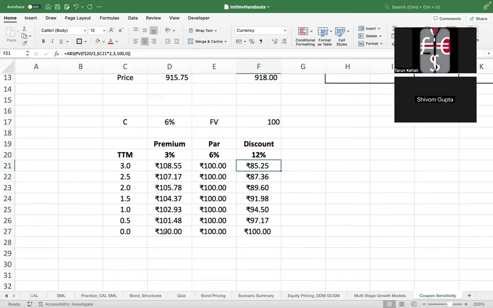So the destination of all is the same. All the bonds will converge to the same destination, which is 100, the par value. Premium bonds, as the time to maturity gets closer, reduce in value and converge to face value. Discount bonds, as the time to maturity comes nearer, start increasing in price until they converge to the maturity value. Par bonds will remain constant.